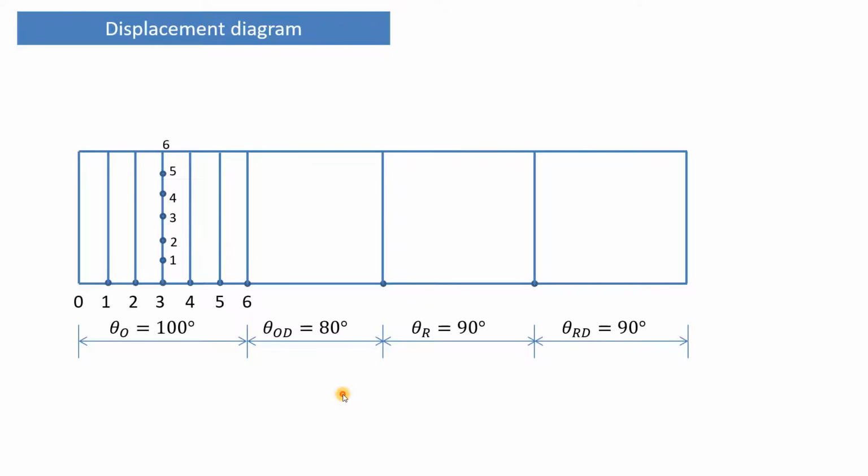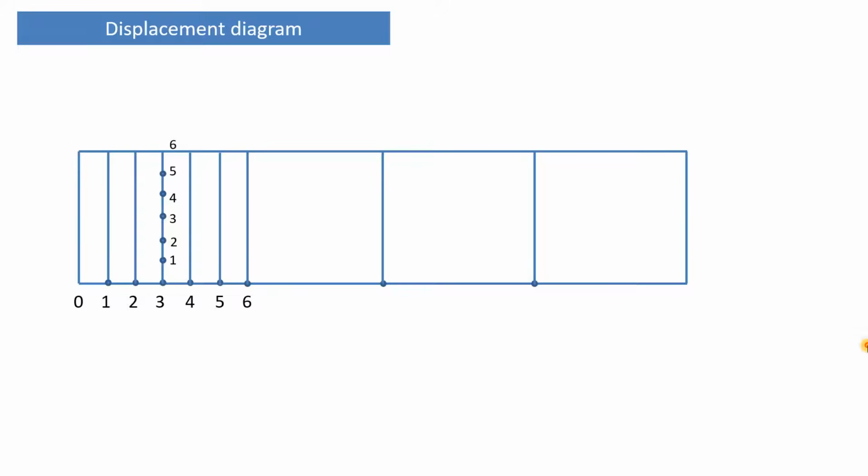So theta O is 100 degree, theta OD is 80 degree, theta return stroke is 90 degree, theta return dwell is 90 degree. Now join this diagonal which will be passing through 3, because we are using uniform acceleration and retardation motion. So join this particular rays like this.